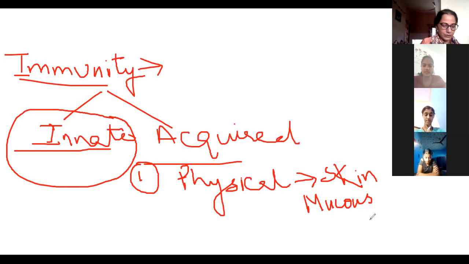Gastrointestinal. Urogenital, right? So it means the respiratory system, the stomach, as well as the genital part or the excretory part, where this mucus lining is present. So it acts as a physical barrier.